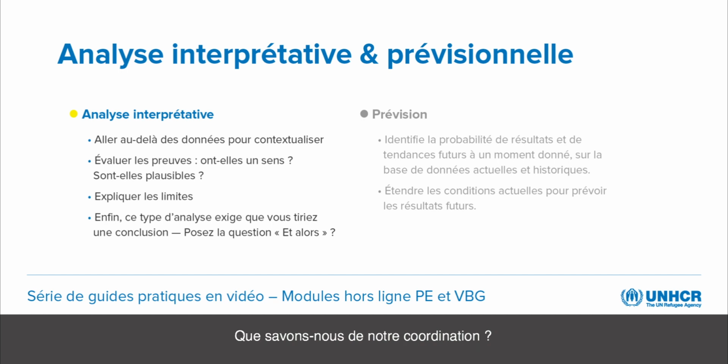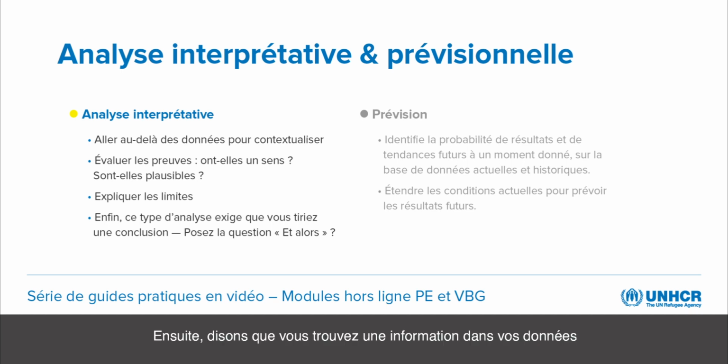What do we know from our coordination? What are the 5 Ws? This is where we draw in secondary data and we say, okay, this is telling us this. And we then also have seen this with other things, and you start to really paint a broader picture. So it's moving beyond the data to contextualize.